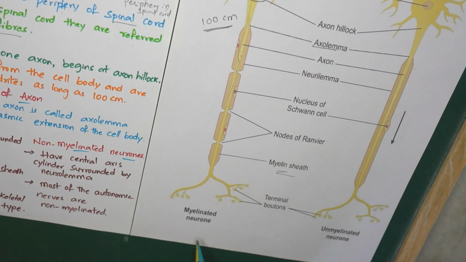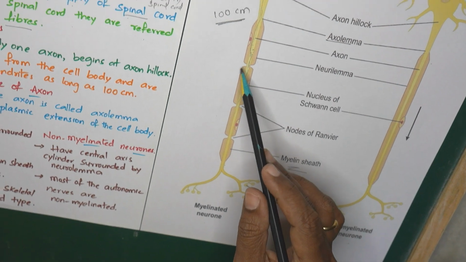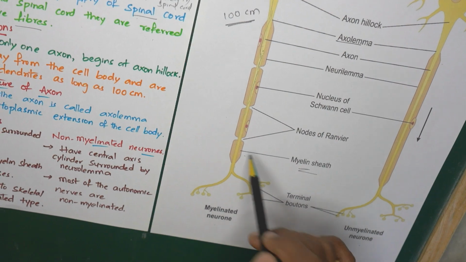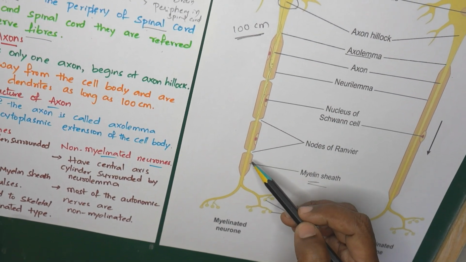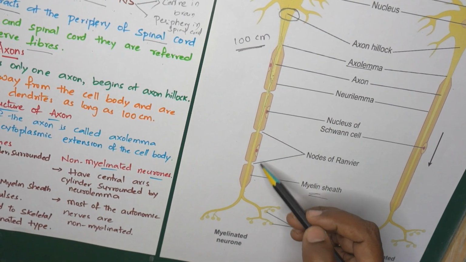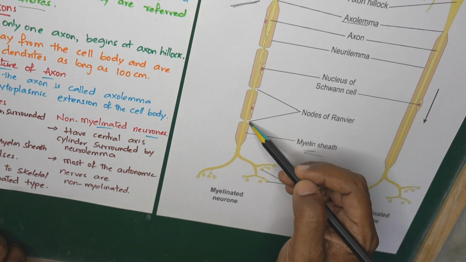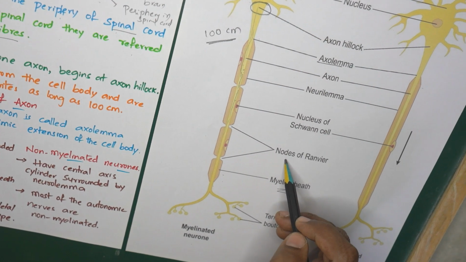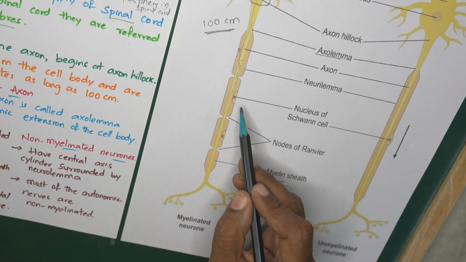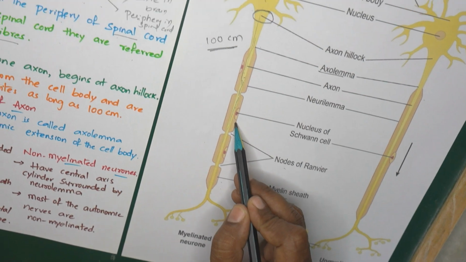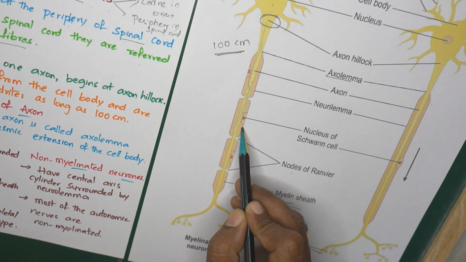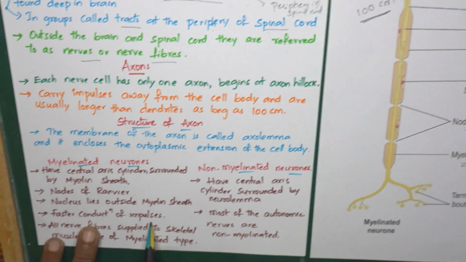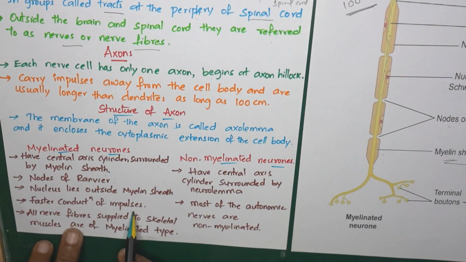This neuron is a myelinated neuron. A cylindrical axis is present, the central axis. It is surrounded by the myelin sheath, and at the gaps you can see this myelin sheath is not continuous. There are certain gaps called the nodes of Ranvier, and you can see here the nucleus is outside the myelin sheath.